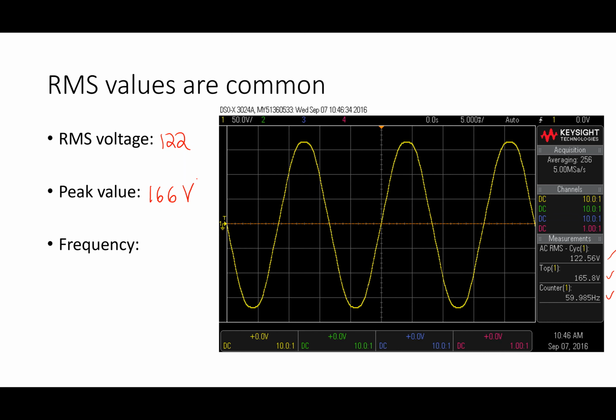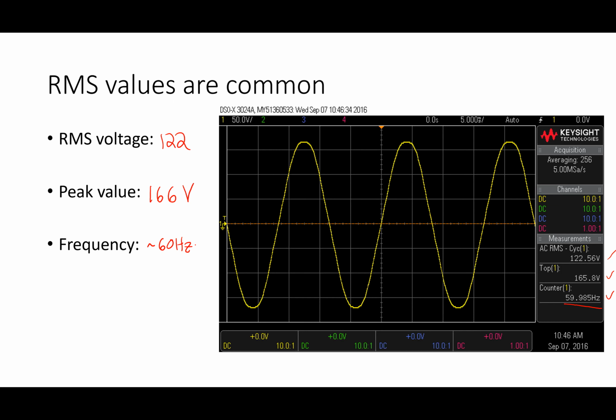What's the frequency of this based on this measurement? You can see it over here, right? I wrote it over here, 59.985. So it should be about 60 hertz. You see that it's not quite, and that happens. The frequency drifts around a little bit, but it's pretty close to that. It's helpful to see that because of the numbers we talk about.